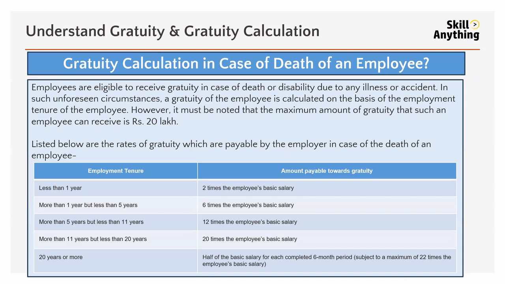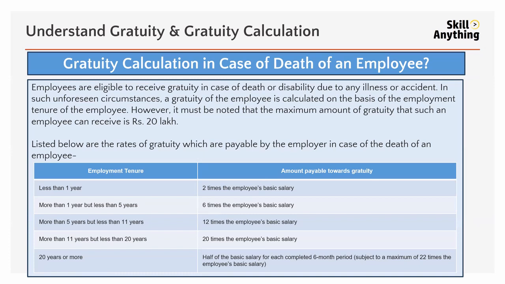So we can see the list of gratuity payable to the employee in case of death of the employee. First, if the employment tenure is less than 1 year, then the amount payable toward gratuity is 2 times the employee's basic salary, meaning basic salary into 2. If the employee worked more than 1 year but less than 5 years, then 6 times the employee's basic salary. If the employee worked more than 5 years and less than 11 years, then 12 times the employee's basic salary.